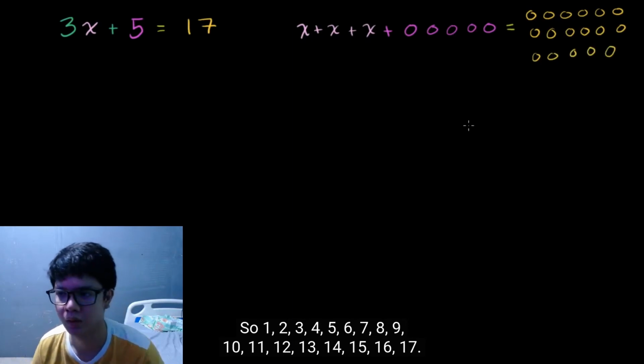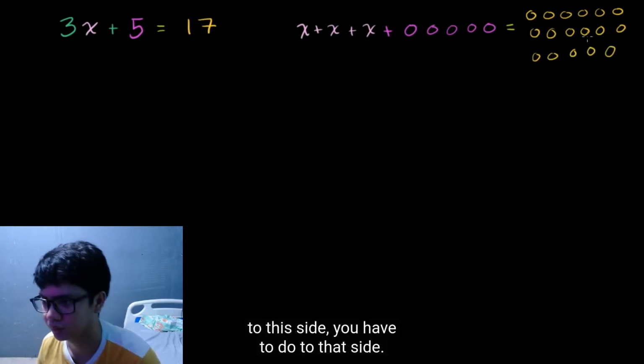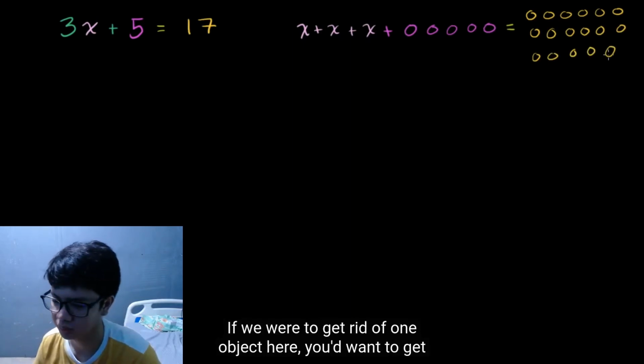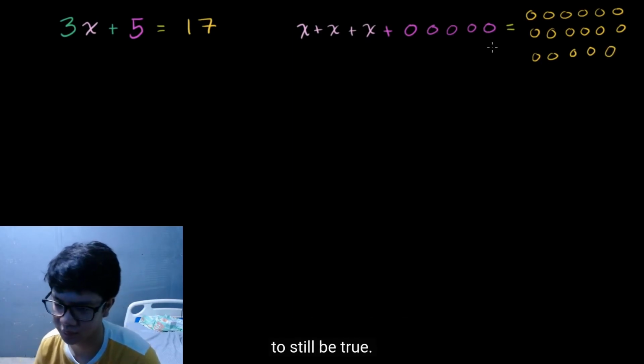Now, these two things are equal. So anything you do to this side, you'd have to do to that side. If we were to get rid of one object here, you'd want to get rid of one object there in order for the equality to still be true.